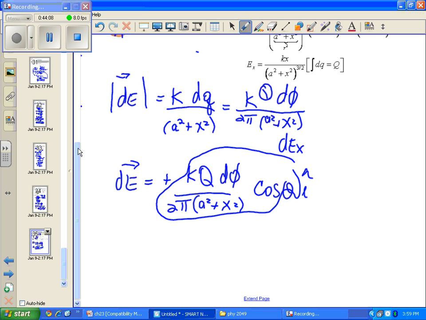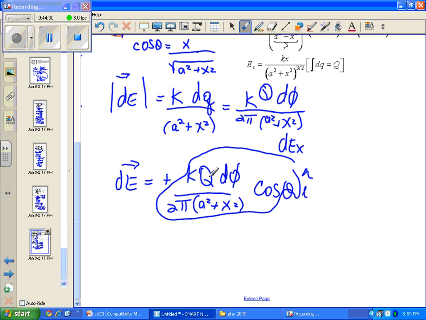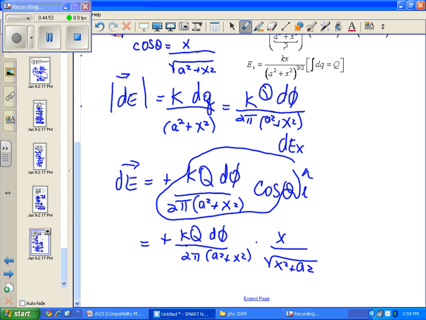Well, we can write cosine theta in terms of what is given to us here. Cosine theta is equal to x, the side adjacent to the angle, divided by the hypotenuse, r, which is the square root of a squared plus x squared. So come back down here and make the substitution for cosine theta: k q d phi over 2 pi times a squared plus x squared, times x over the square root of x squared plus a squared.